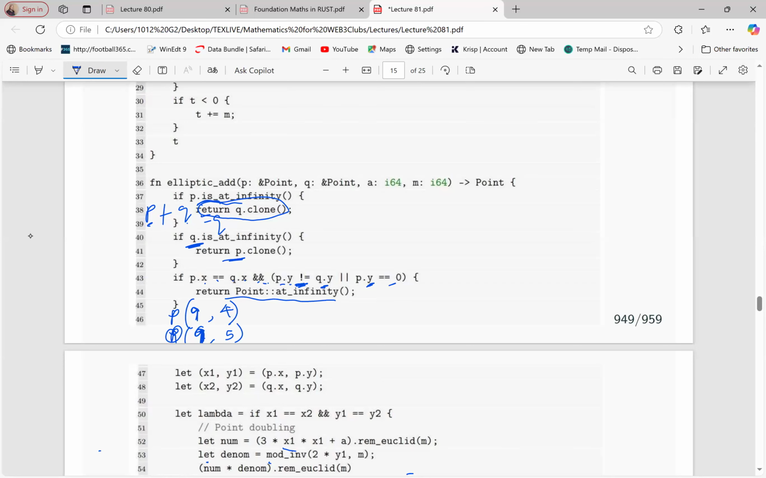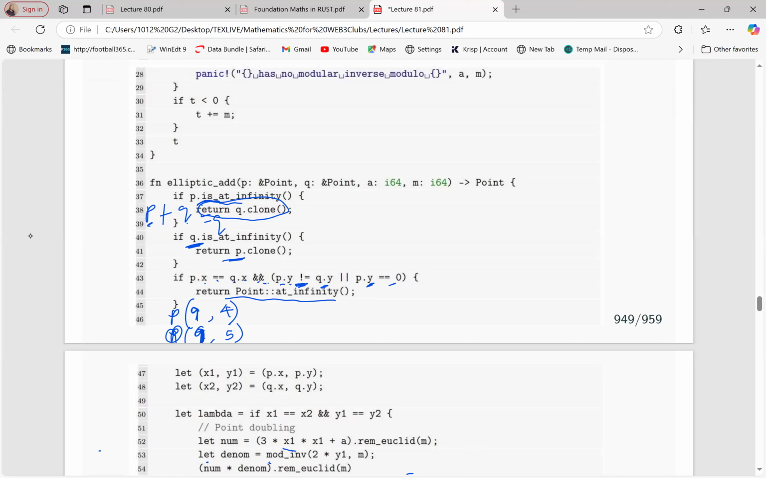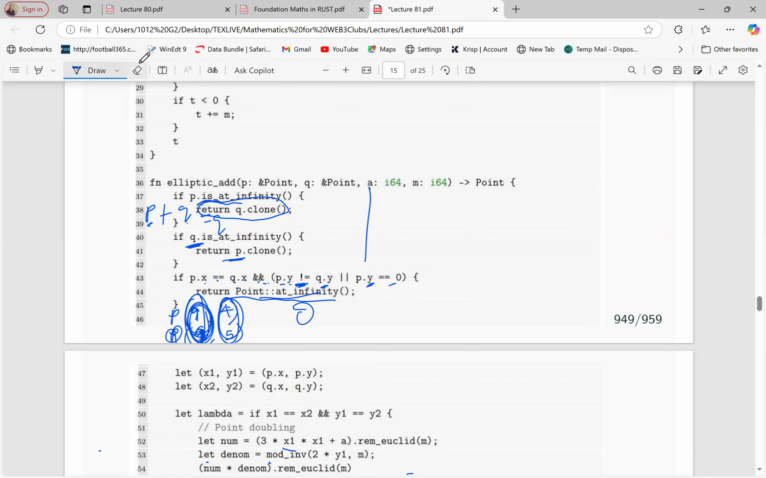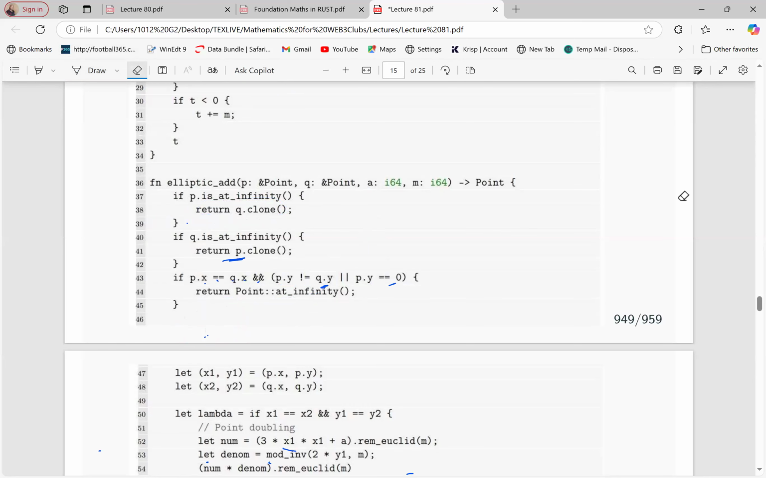So what it means is, whenever you're adding 2 points, if the x values are equal, irrespective of what is here, it means these points are on the same vertical line. The result should be point at infinity. That's what we are telling it. We're telling it that if you find, while you're summing up, that the x values are equal, then the result should be point at infinity.